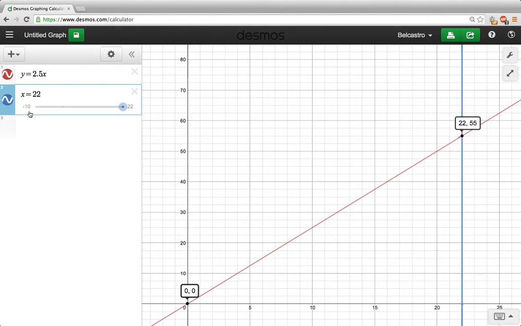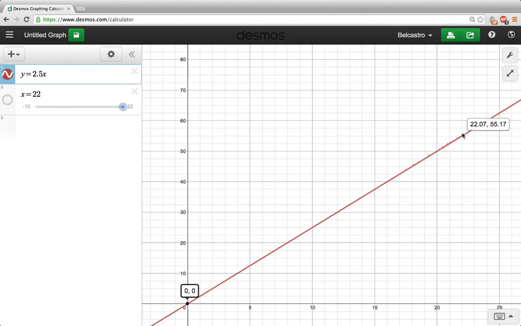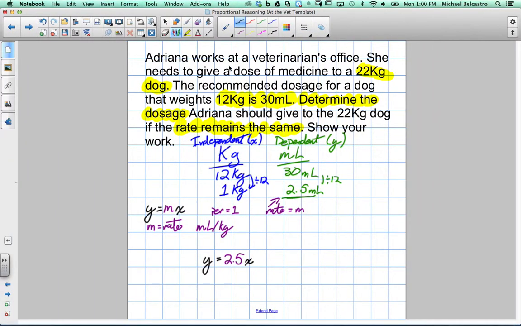I didn't have to put this in. I could have scrolled my way up on this software. 22, what do we got there? Yep, there it is. It's just a little harder to see. It's easier if I just draw an extra line and click it because of the way this software works. So 55. So what that means is a 22 kilogram dog would get 55 milliliters of medication.